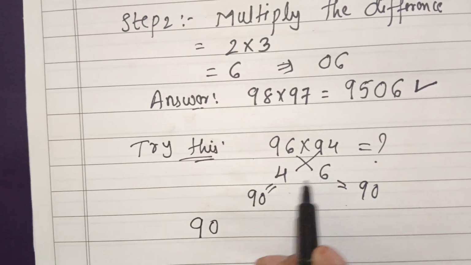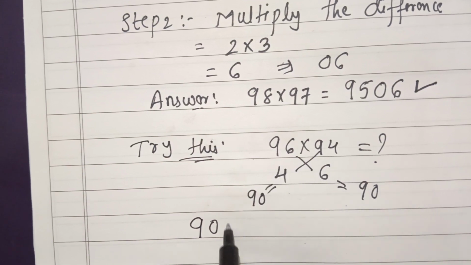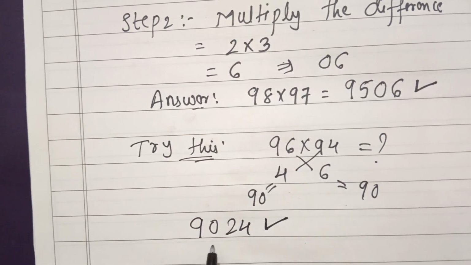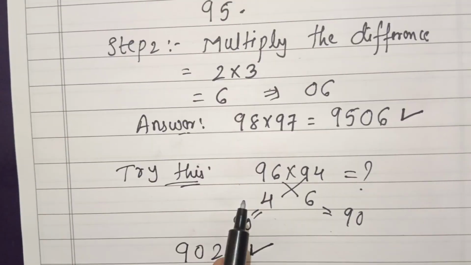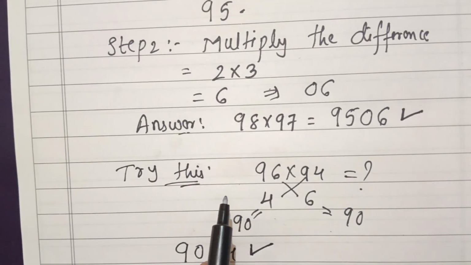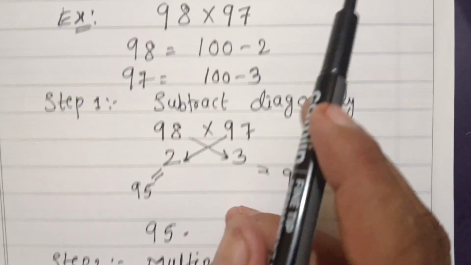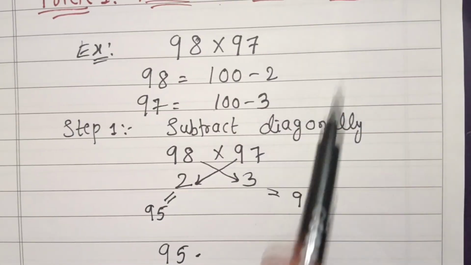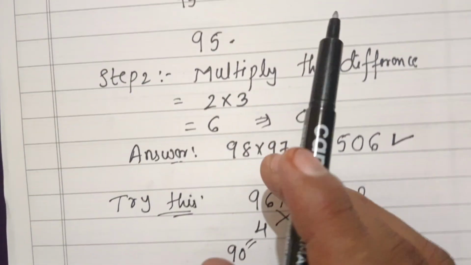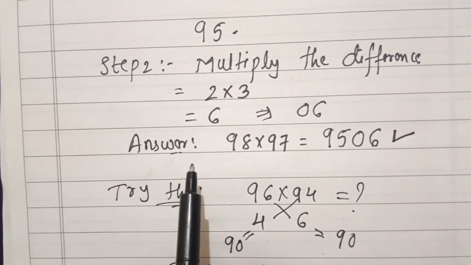Now what is the difference? 4 and 6. 4 sixes are 24. That's it, our answer. Isn't it easy? So whenever the numbers are closer to 100, this trick saves a lot of time to solve the multiplication.